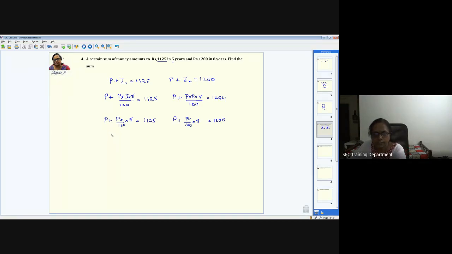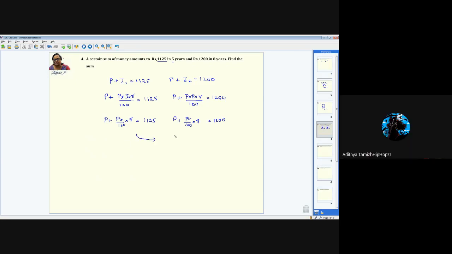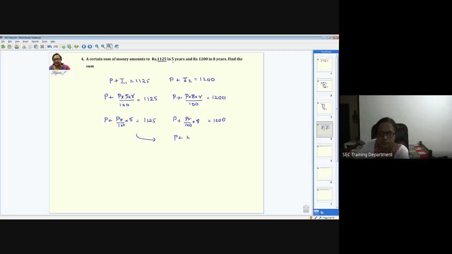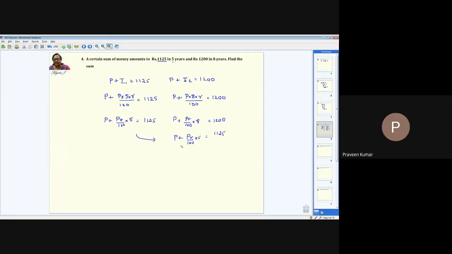So you can solve, right? So let me solve this. I'll subtract this from this. Let me write on this. Or I'll bring this one here. So this is going to be P plus PR by 100 into 5 equals 1125. 2 3. Cancel.